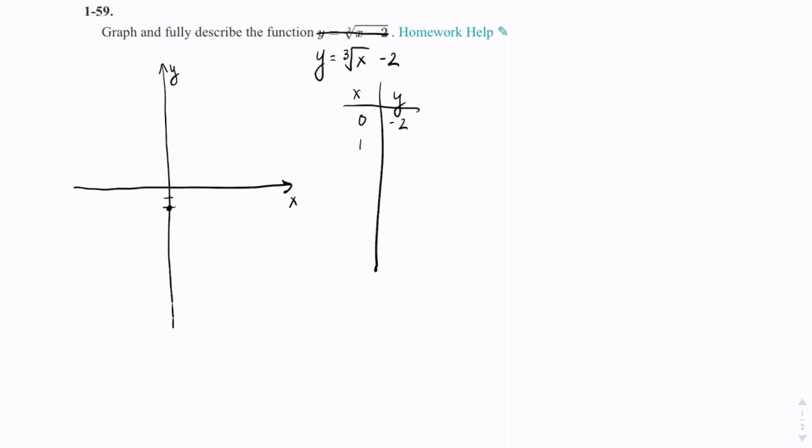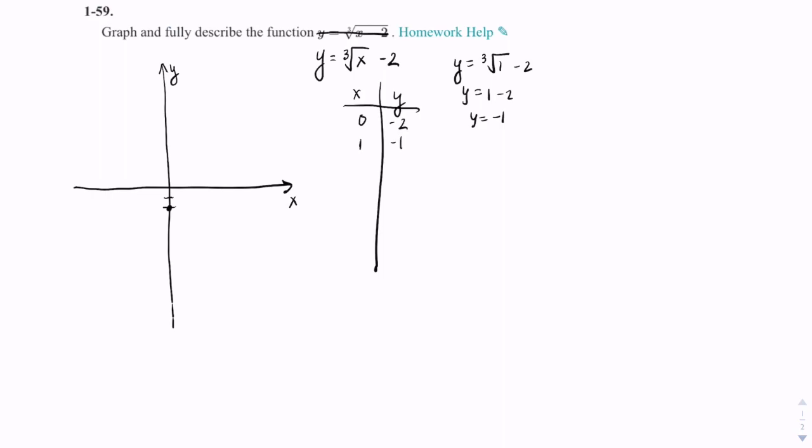So I'll put a 1 in for x. The cube root of 1 is 1. 1 minus 2 is -1, right? And what I'm doing here in my head is y equals cubed root of 1 minus 2. Cube root of 1 is 1, minus 2, y equals -1, right? -1.